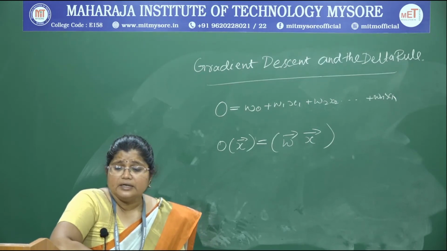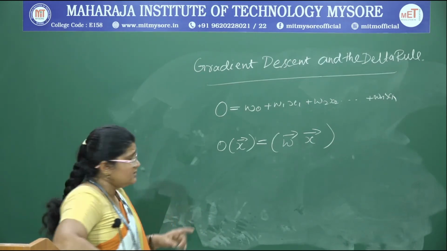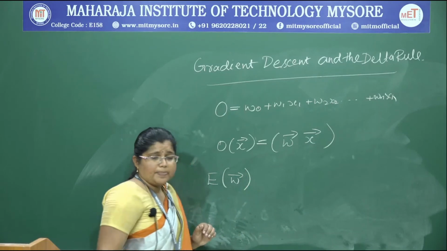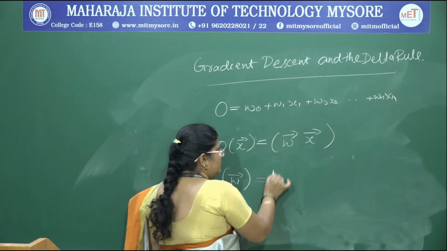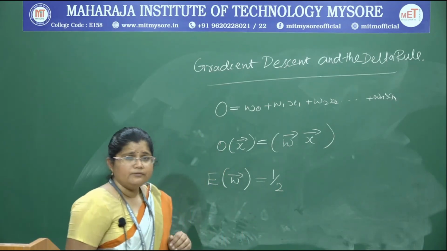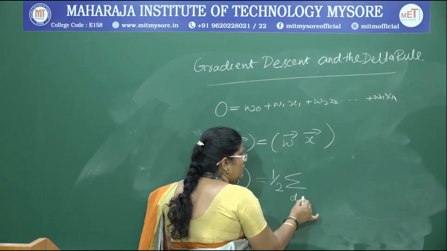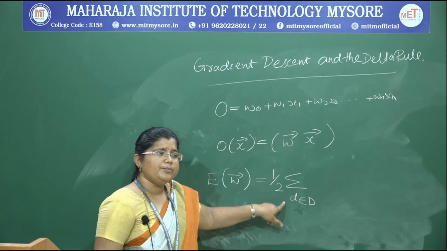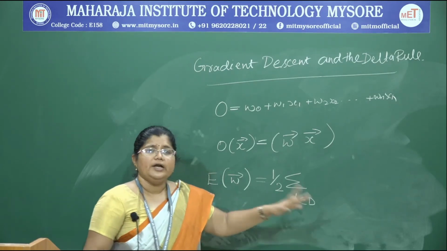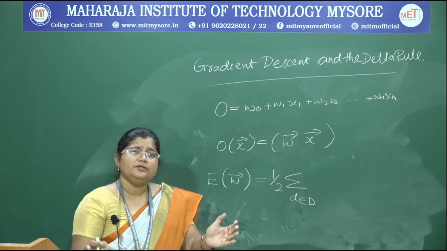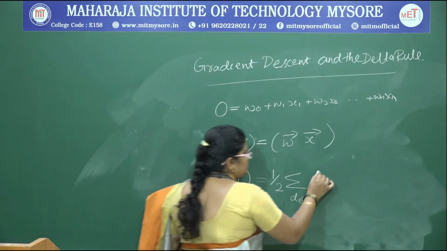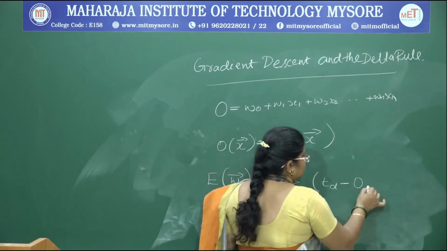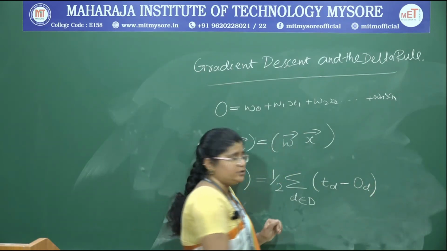So that can be done by using this equation, that is, the error of a weight vector, E(w), is equal to half of the summation over d belonging to D, where small d indicates a training example which belongs to a data set D, and the data set comprises multiple training examples. Next, the summation of (td minus od) the whole square.